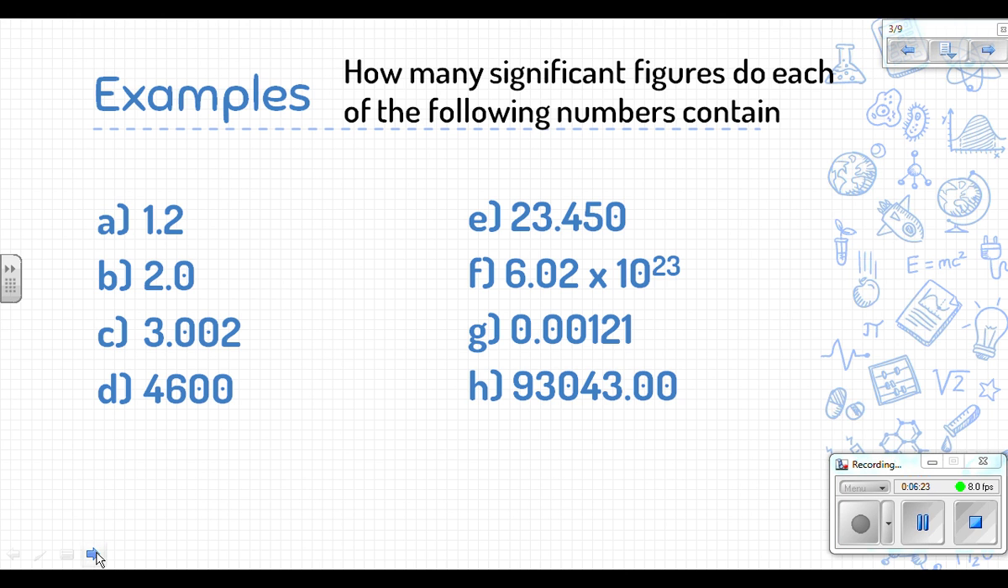All right. So here are some examples that are in your notes. I would like you to pause the video right now and attempt these. Just determine how many significant figures each one of these numbers has. Use your rules. Go back and look at our examples as well to figure that out. But I really want you to try these on your own. So go ahead and pause the video right now and take about 2 minutes to figure these out.